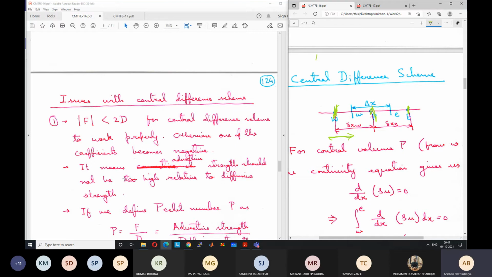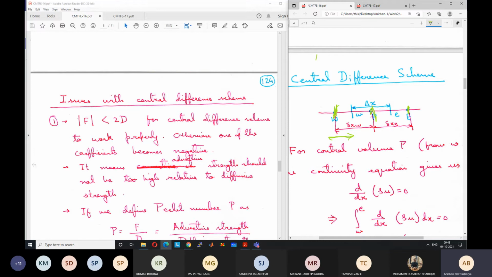So it means that advective strength should not be too high relative to the diffusive strength. So central difference scheme is fine if we have very small or negligible advective strength and large diffusive strength. But whenever we have strong flows, where flow is the dominating factor for transportation, then central difference scheme fails. Okay. So we see that this relative magnitude of f and d seems to be an important parameter, because depending on this, it is decided whether a scheme will work or not.